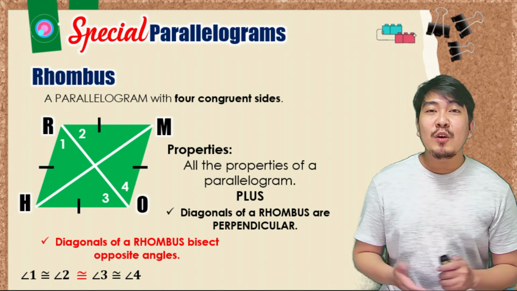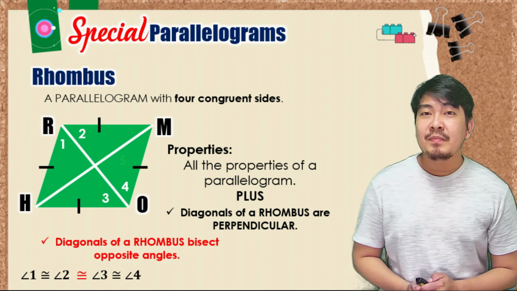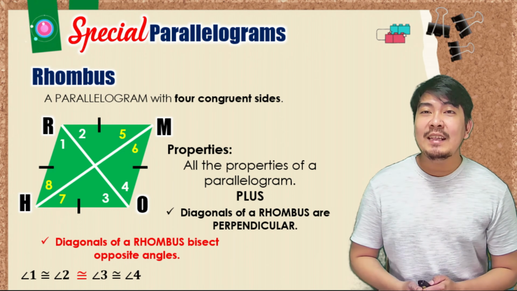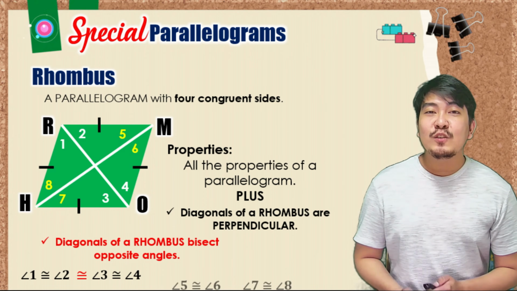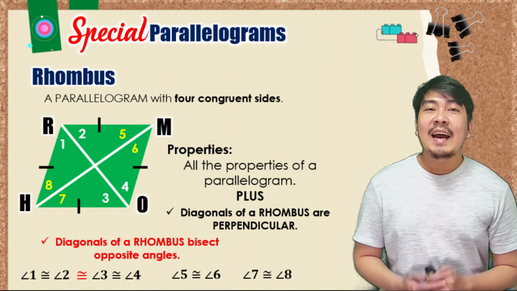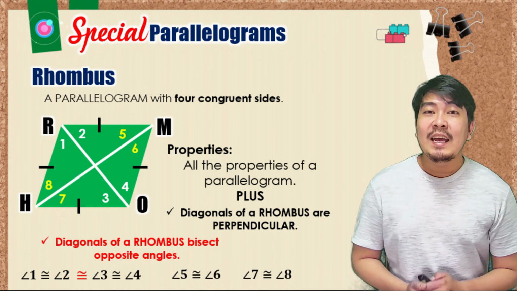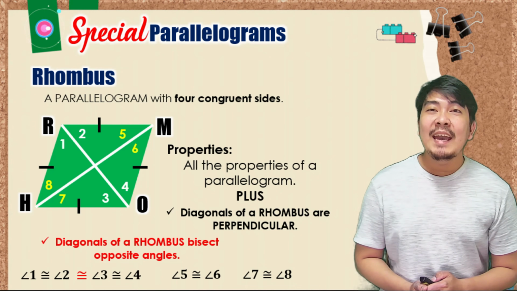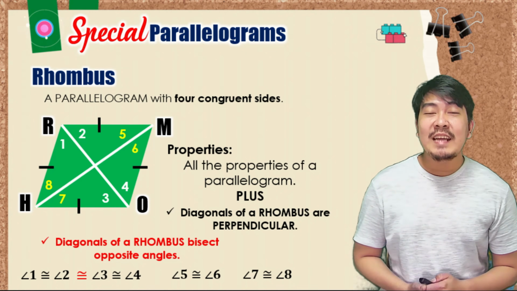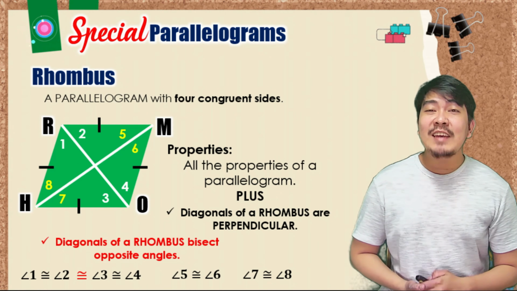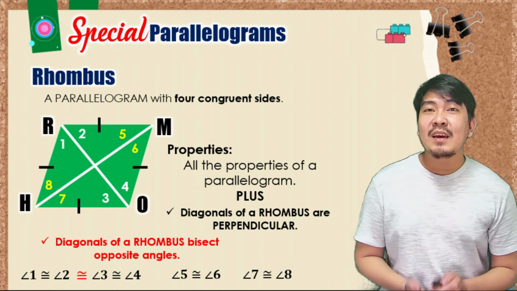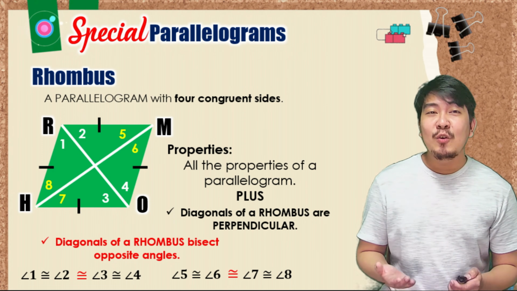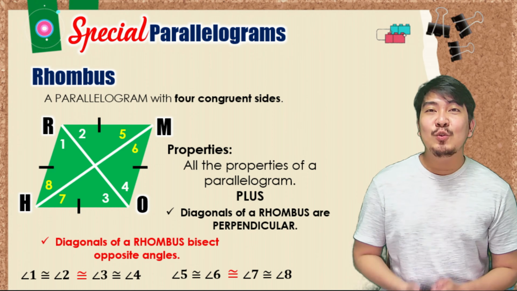If we are going to consider diagonal HM, let us have the angles formed. So that will be 5, 6, 7, and 8. So angle 5 is congruent to angle 6, and angle 7 is congruent to angle 8. That is because MH bisects angle M and angle H, which are opposite angles. And we can say that these angles, angle 5, 6, 7, and 8, are congruent to each other. So let us now go and answer some problems related to rhombus.